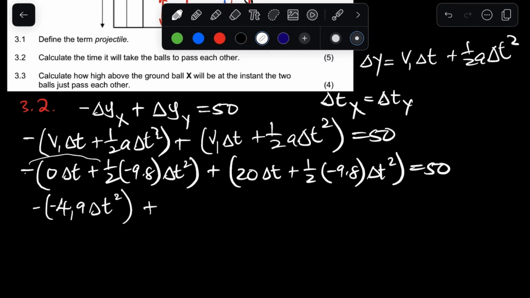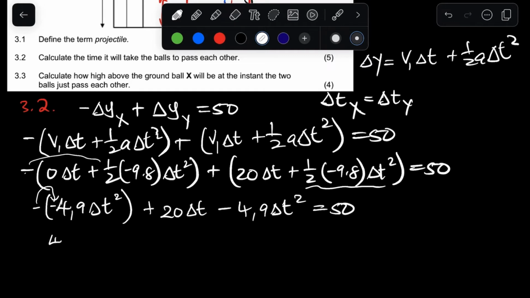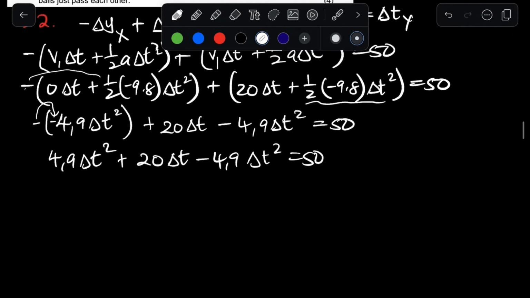Plus, this will be plus 20 change in t, and this will be negative 4.9 change in t square equal to 50. Let's keep the 50 there. So negative times negative there, it will be positive 4.9 change in t square plus 20 change in t minus 4.9 change in t equal to 50.